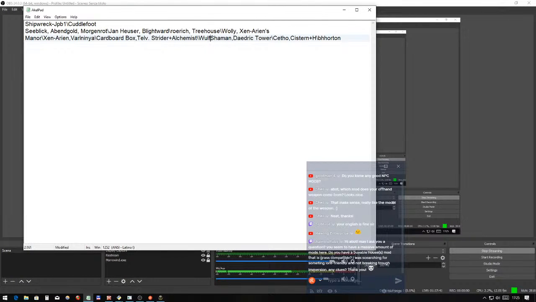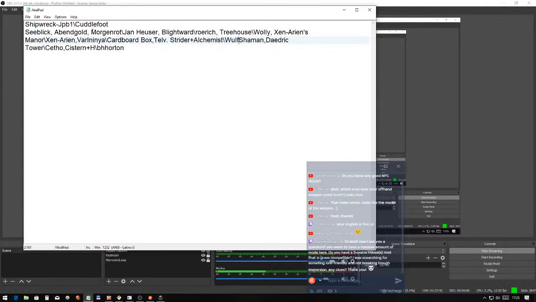Okay, so this is a list of things I have merged in a house mod that I use often. This is a really nice and lore correct, I think, shipwreck house mod. It is by JPB and Cuddlefoot, the modder name, and it's called Shipwreck. I think it's on the Nexus.